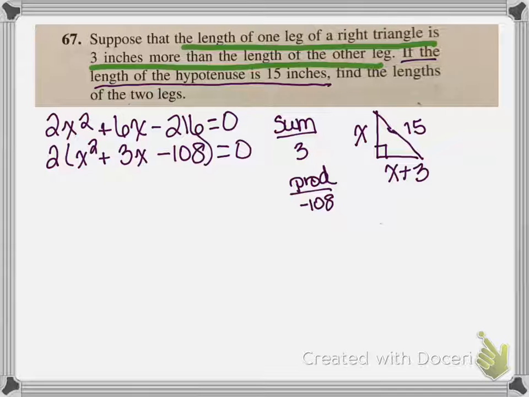My product's negative 108. My sum is 3. What are my two numbers? Negative 12, negative 9 and positive 12. Negative 9 and positive 12. Good.